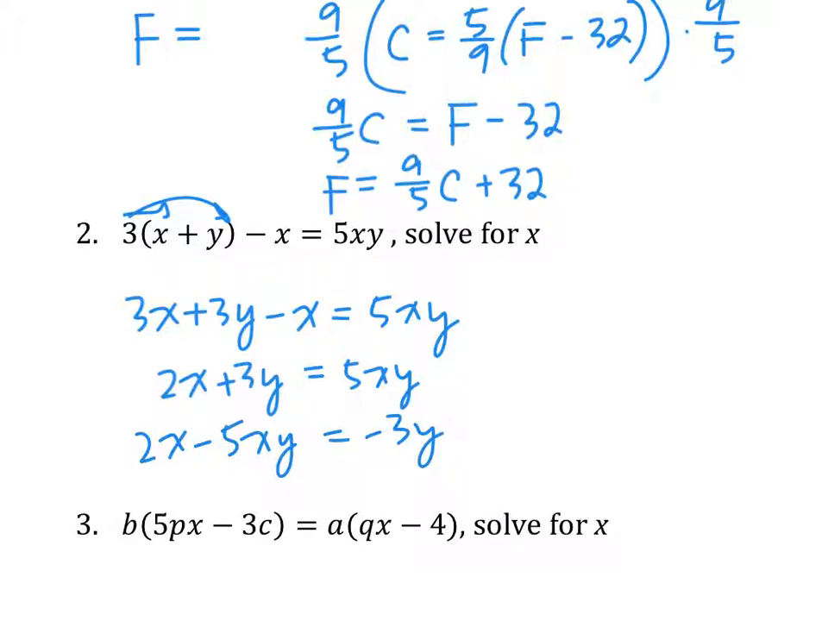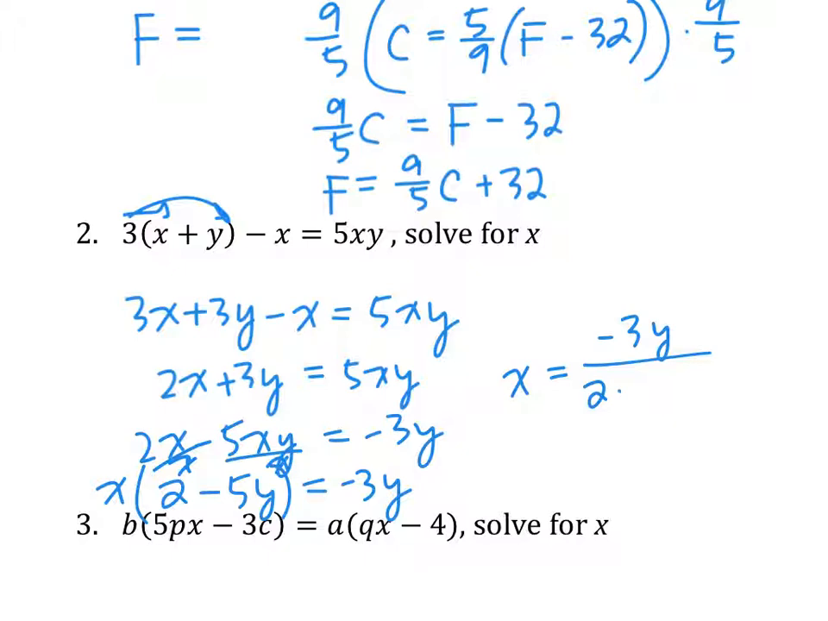I'm going to factor it out. So that means I am going to divide by x. So 2x divided by x is what? 2. And then 5xy divided by x is 5y. Sorry, it's a little bit over time. Okay, the last thing you're going to do to get x by itself is divide by whatever's next to x, which is 2 minus 5y. So x is equal to minus 3y divided by 2 minus 5y.